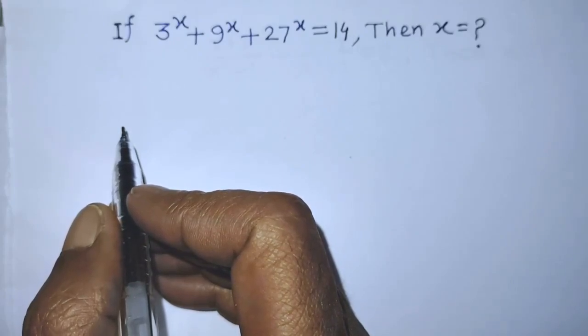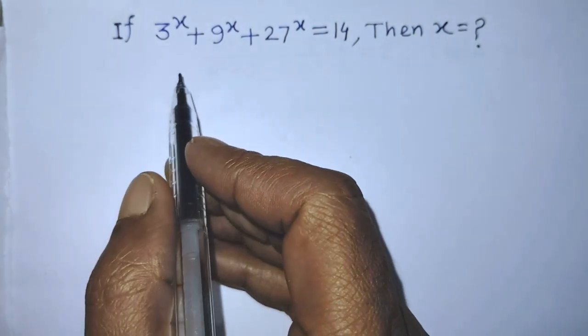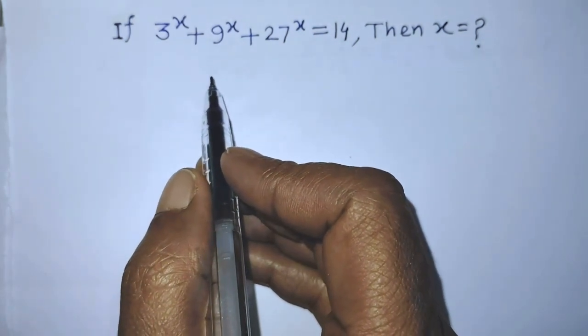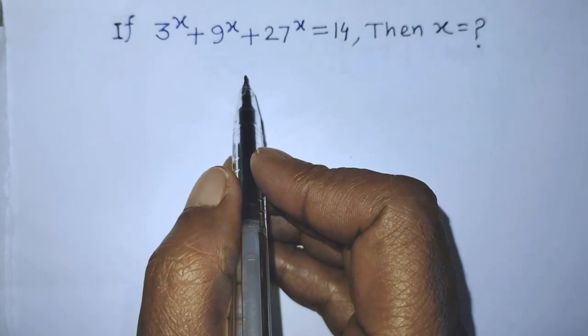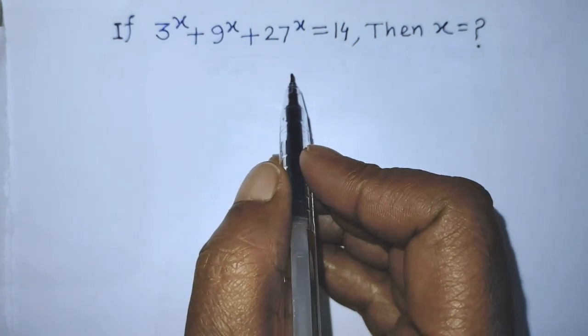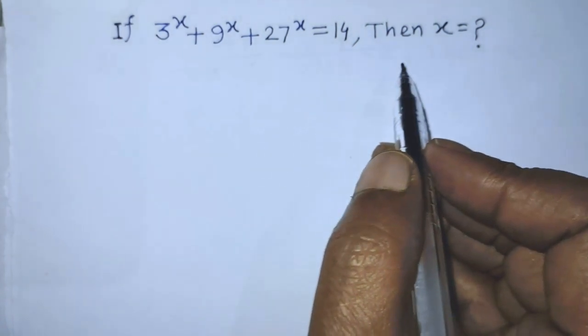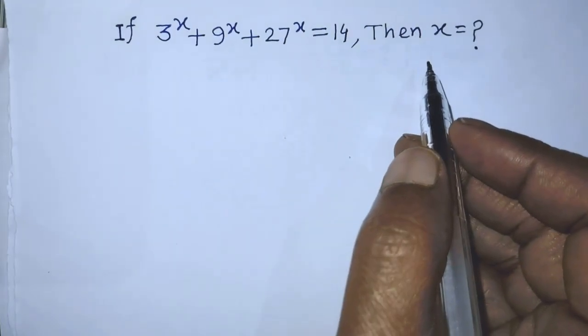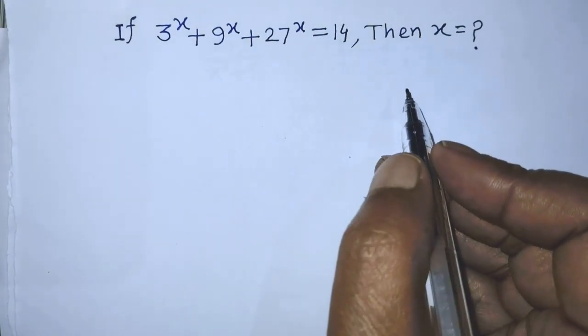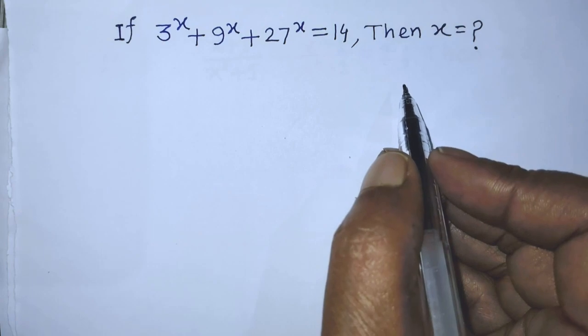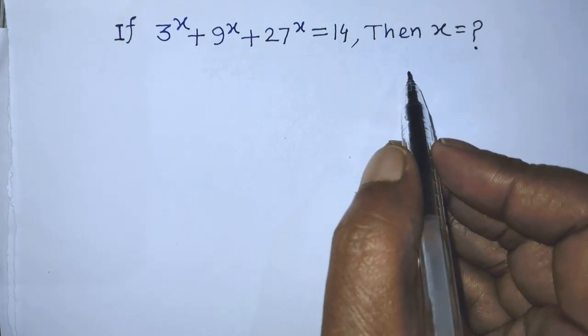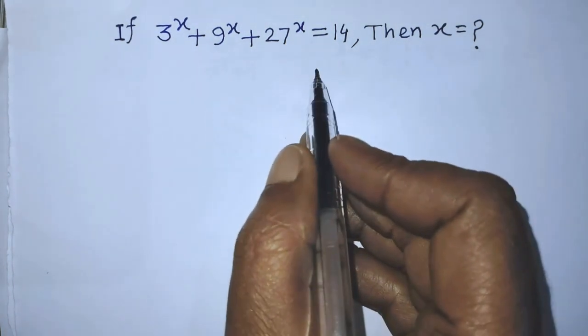So student, today our question is: if 3^x + (9^x + 27)^x = 14, then find the value of x. Today in this video I am telling you how to find the value of x from this equation.